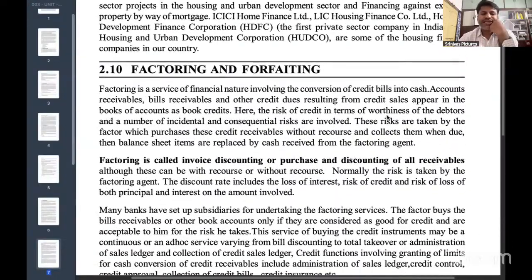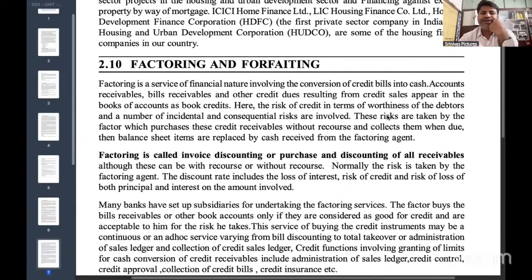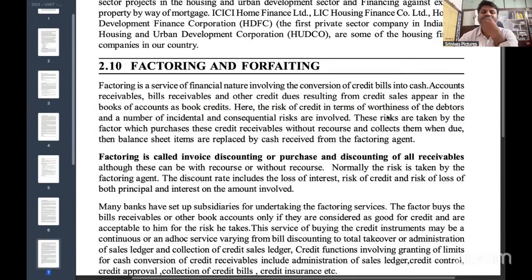Next one is factoring and forfaiting. Yesterday also I explained this factoring and forfaiting. Factoring is a financial service involving the conversion of credit bills into cash. See, factoring means what? On behalf of the companies, these financial institutions collect the money from the customers who owe credit. For doing these services, they charge a certain amount. The company will pay the service charges of factoring to those who are collecting the debts from the customers.